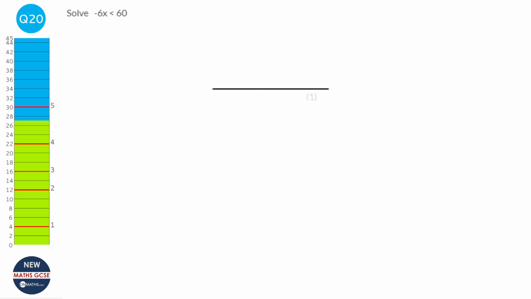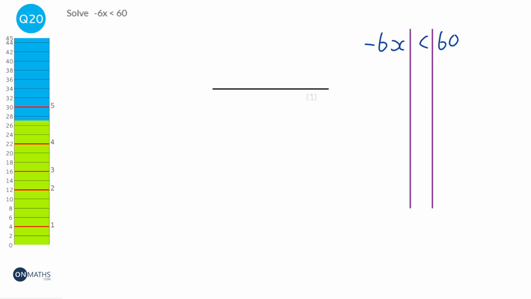Okay, so we're going to start by writing this out a little bit bigger, give us a bit more space. So it's minus 6x is less than 60. And we're going to do our tram lines down. And we're going to start by dividing both sides by minus 6. Because that's what this is doing, it's timesing the x by minus 6. So I'm going to divide both sides by minus 6. So that gets rid of the minus 6 on the left hand side.